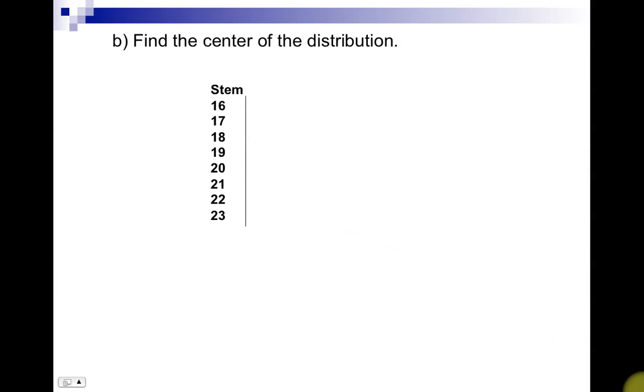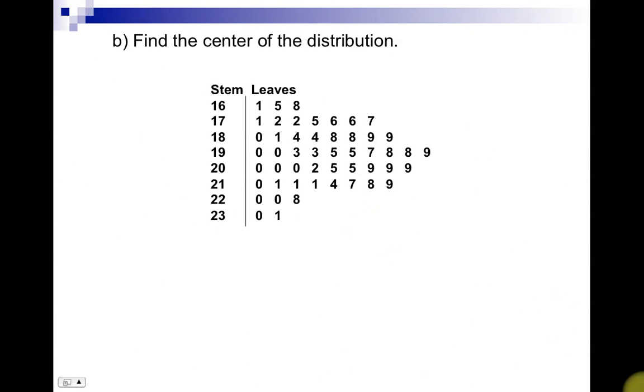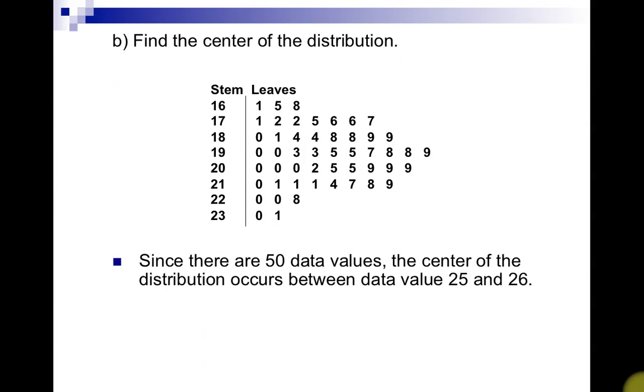Okay, the center of the distribution. The center is the middle of the distribution, the middle data value. So take note, we have 50 data values here. If you have 50 data values, the center is going to be between the 25th and the 26th data value. Okay, so the center of the distribution occurs between data values 25 and 26 because there are exactly 50 data values.